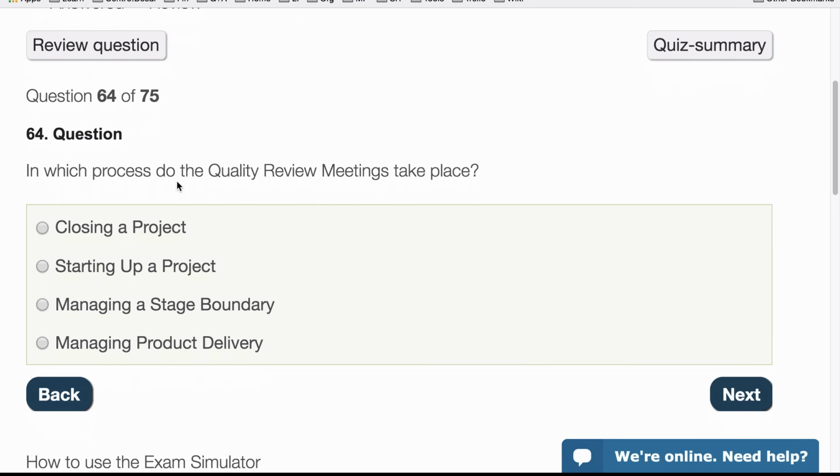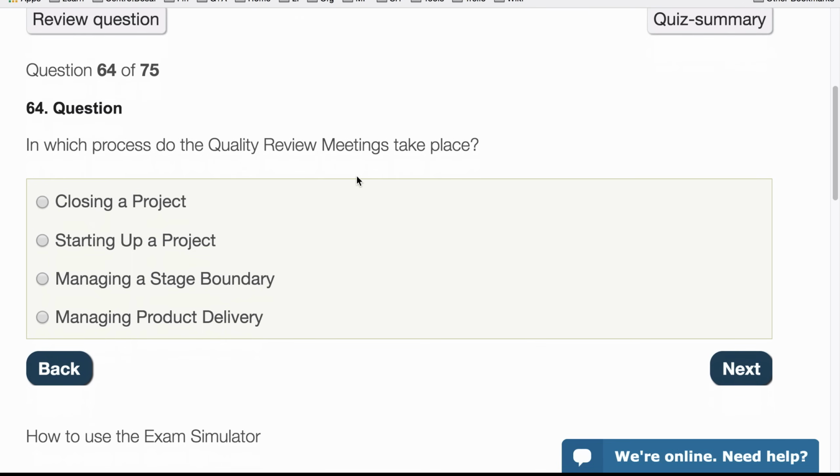In which process do the quality review meetings take place? Okay, the quality review meetings are where products are completed, tested, and handed over to the people who are going to use them, or to show them that they have reached the quality. And that's done in managing product delivery. So it's that one there.